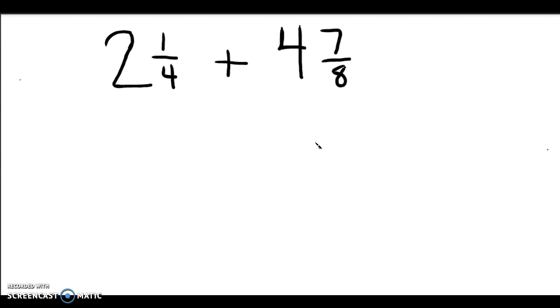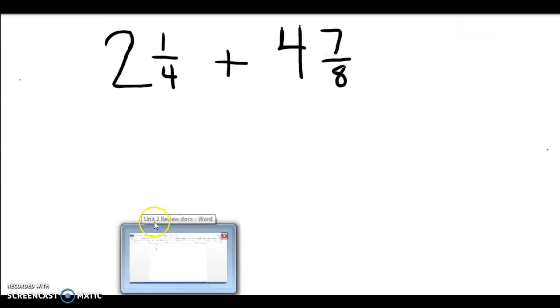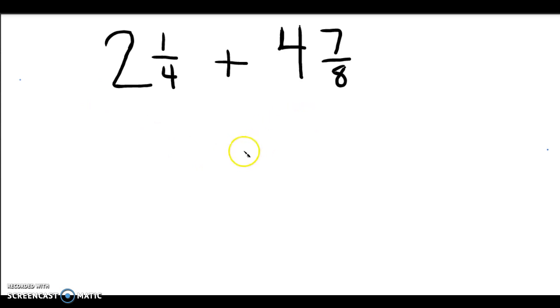So when I say a mixed number, I mean a value that has two parts. It has a whole number and it has a fraction smushed together. So this isn't just 2 or just 1/4, it's 2 and a fourth. Okay, so that's the definition of a mixed number. And we're going to see what we can do to add these two mixed numbers together today.